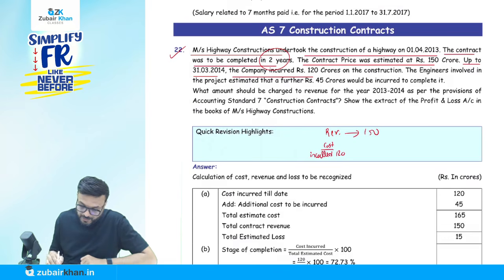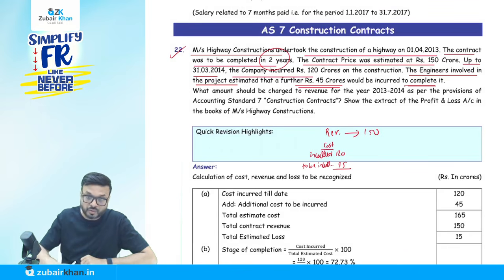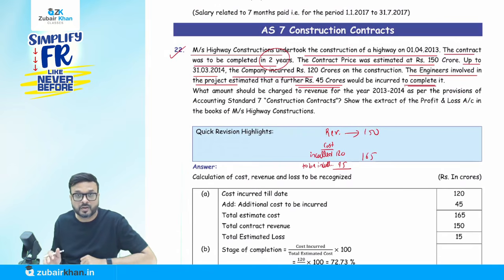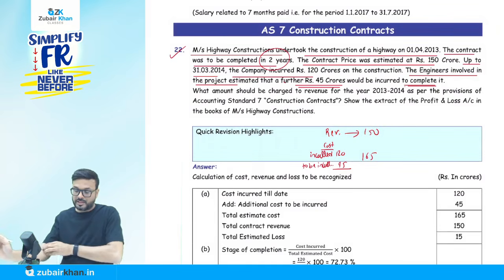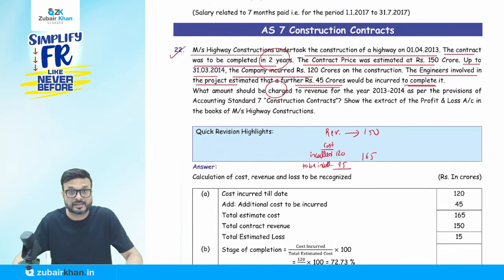Then it says the engineers involved in the project estimated that a further cost of rupees 45 crore would be incurred to complete it. So to be incurred, the further cost, is 45. So total cost will be 120 plus 45, that is 165. This is total estimated revenue, this is total estimated cost. They ask what amount should be charged to revenue for the year 13-14 as per the provisions of Accounting Standard 7, construction contracts. Show the exact extract of the profit and loss in the books of Macy's Highway Construction.